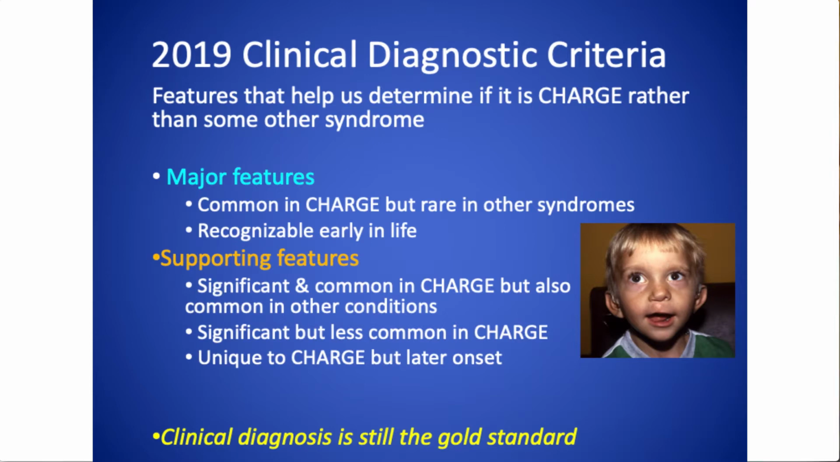So when we have individuals who have multiple birth defects and problems, the question is, how do we distinguish between one syndrome and another syndrome? The major diagnostic features are those which are common in CHARGE, but relatively rare in other syndromes, and ones that are recognizable early in life so that we can make the diagnosis in babies and children rather than later on. Supporting features can be any number of things.